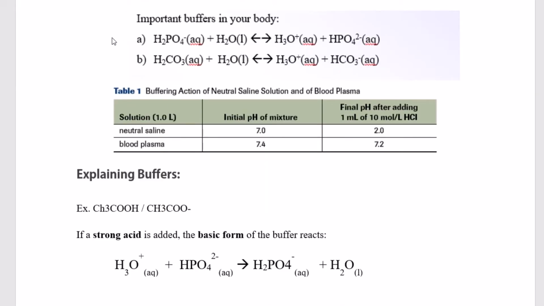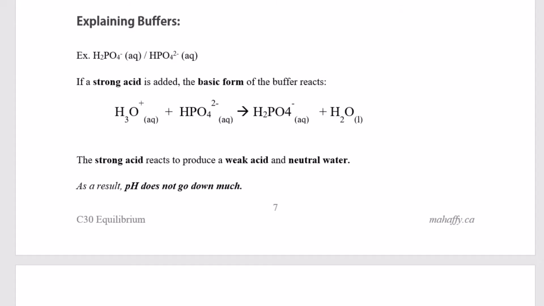Here are two buffers in your body: the dihydrogen phosphate, hydrogen phosphate ion system, and the hydrogen carbonate and carbonic acid system. And they're very effective. If you add 1 milliliter of 10 molar HCl to blood plasma, which is buffered, the pH will drop by 0.2 pH units. If you do it to saline solution, which is unbuffered, it's just salt water, it will drop to a pH of 2. So how does a buffer work?